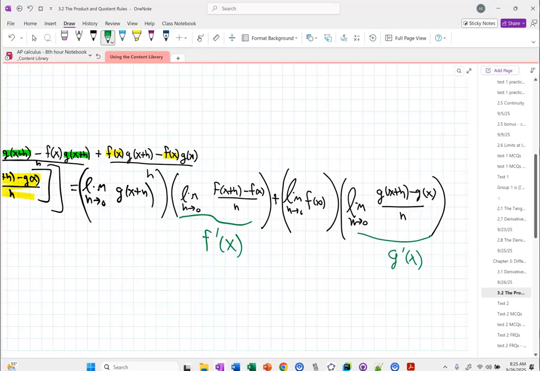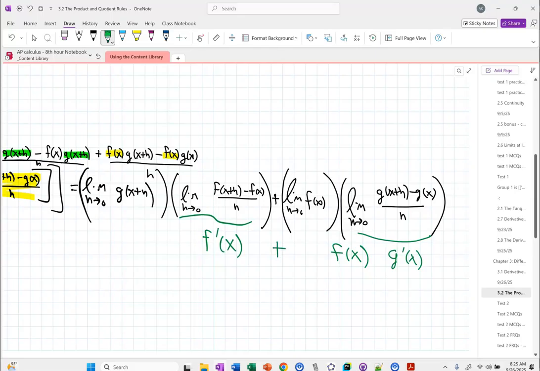What's the limit of f of x as h approaches 0? Is there an h for me to sub that into? So relative to the variable h, f of x is a constant, right? The limit of a constant is... nope, the derivative of a constant is 0. The limit of a constant is the constant, right? So this f of x just plops right down. I bring down the plus.